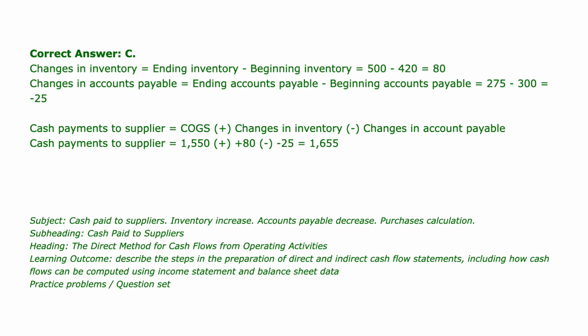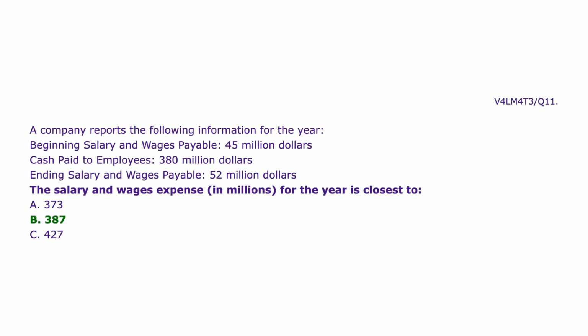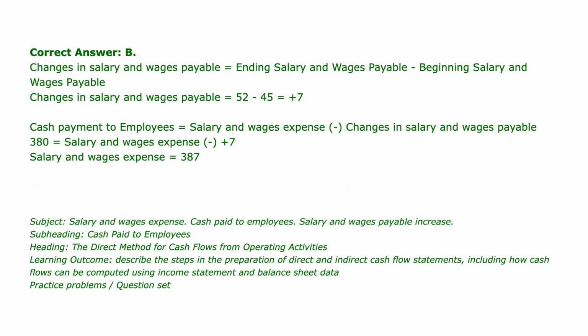Changes in inventory equals ending inventory minus beginning inventory. Changes in accounts payable equals ending accounts payable minus beginning accounts payable. Cash payments to suppliers equals COGS plus changes in inventory minus changes in accounts payable. Changes in salary and wages payable equals ending salary and wages payable minus beginning salary and wages payable. Cash payment to employees equals salary and wages expense minus changes in salary and wages payable.